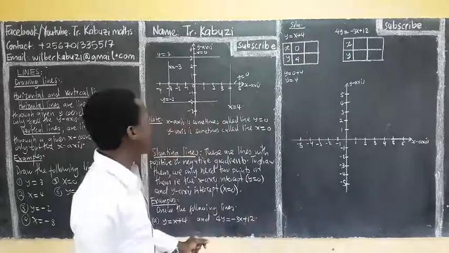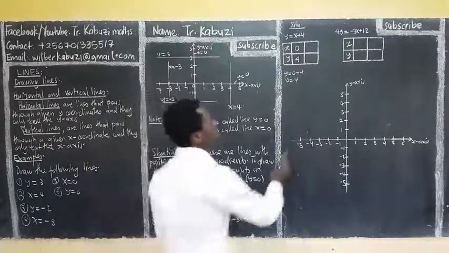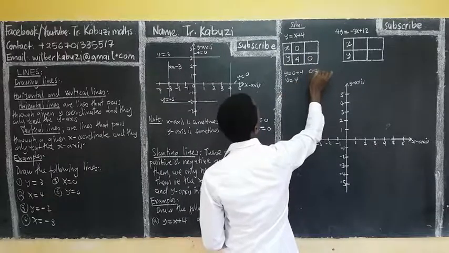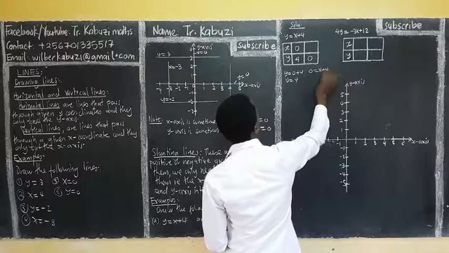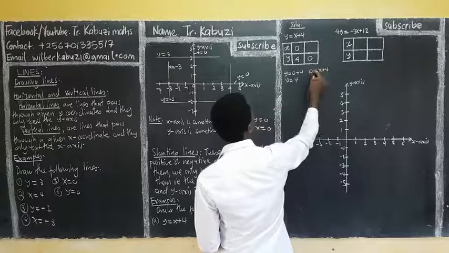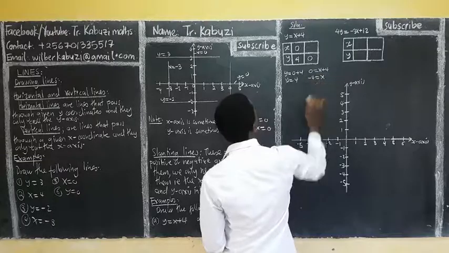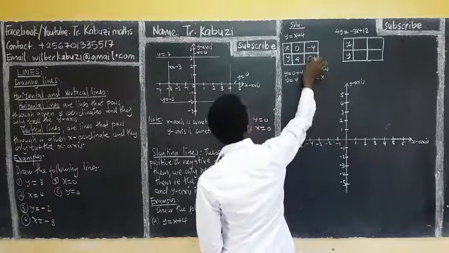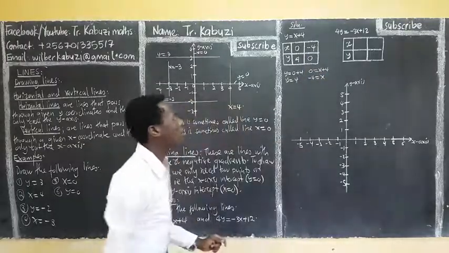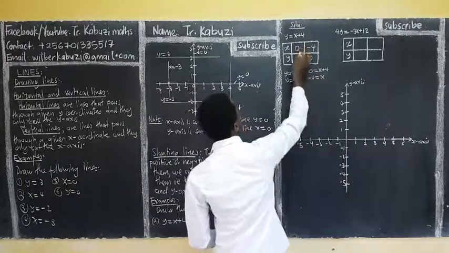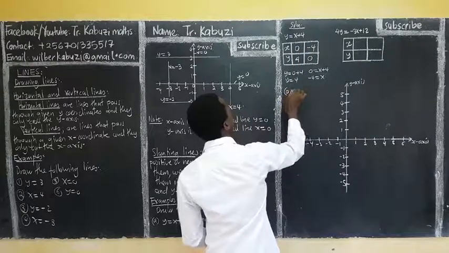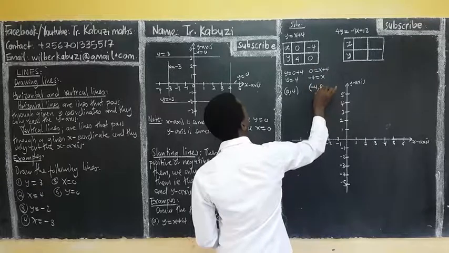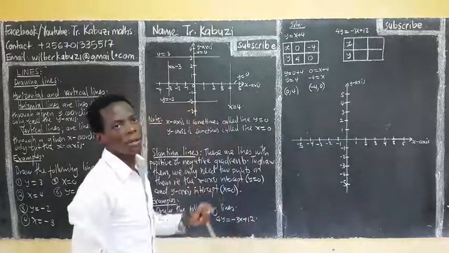Then the other intercept is when y is 0. So when y is 0, put 0 here. We now have 0 equals x plus 4. To get x, you take 4 to the other side, so x equals negative 4. When y is 0, x is negative 4. So now those will be the points, and we write them in xy form. The points are 0, 4, and negative 4, 0. Now we are going to plot those two.